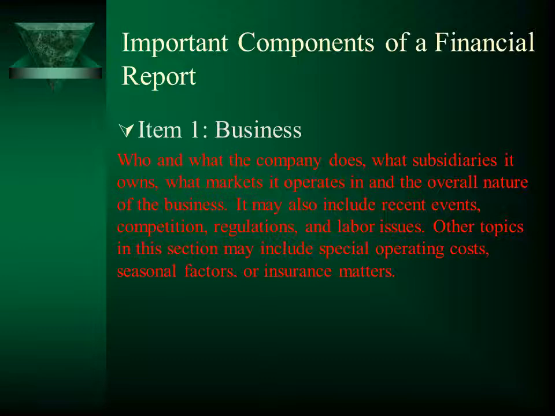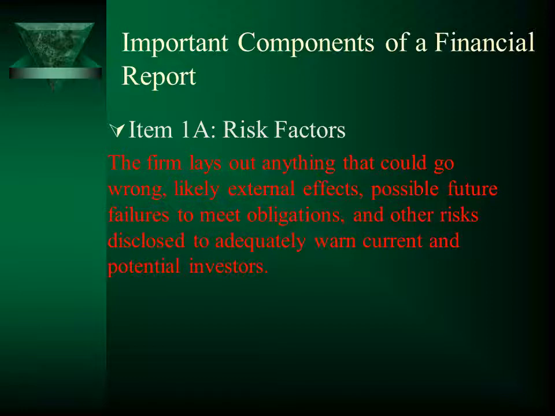Item 1 is the business. It's about what the company does, what subsidiaries it owns, what market it operates in, and gives you a current viewpoint of what's happening with the business today. Item 1A is risk factors. This is where the firm has to lay out everything that could possibly go wrong and affect the company's ability to meet its financial obligations or expectations. This is a section that's meant to warn investors about the risk that's inherent to this particular company.